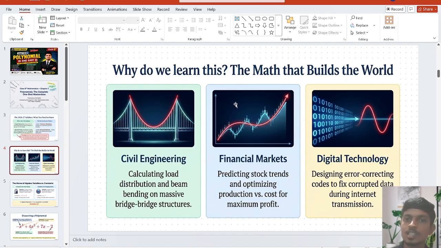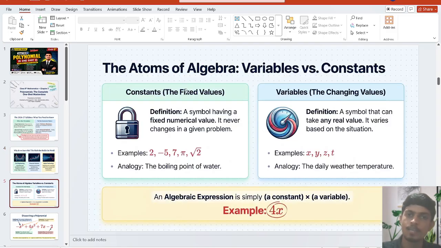And why do we learn this? The math that builds the world. Polynomials are used in civil engineering, financial markets, digital technology. Okay, and what are the atoms of algebra? Variable and constant. What is a variable and a constant? A constant is a symbol having a fixed numerical value that never changes in the given problem, like 2, minus 5, 7, pi, root 2. Any number you calculate is a constant.